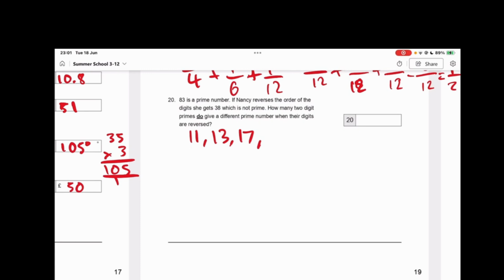20, 21, 22, 23. No, 24, 25, 26, 27, 28, 29. No, 30, 31. 31 could count. 71 could count as well then. And then we also have 33, 34, 35, 37. 37 and 73. 1, 2, 3, 4, 5, 6, 7.